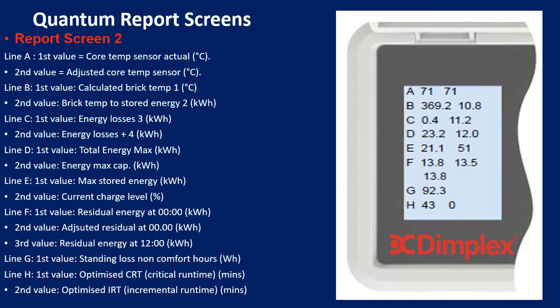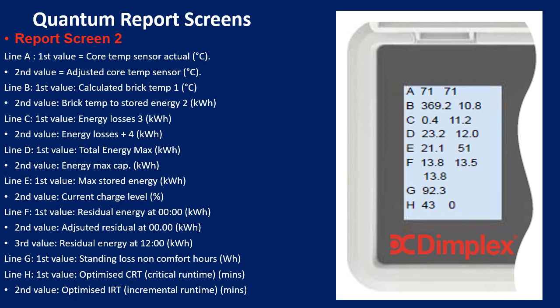Line D, first value, is total energy maximum. Second value, energy maximum cap. Line E, first value, maximum stored energy. Second value, current charge level. Line F, first value, is the residual energy at midnight. Second value is the adjusted residual at midnight. Third value is the residual energy at 12 p.m.